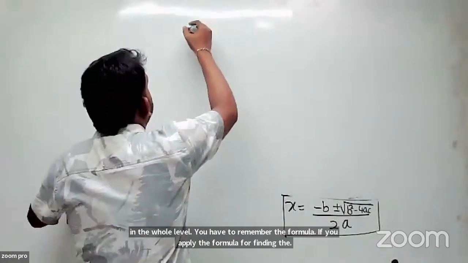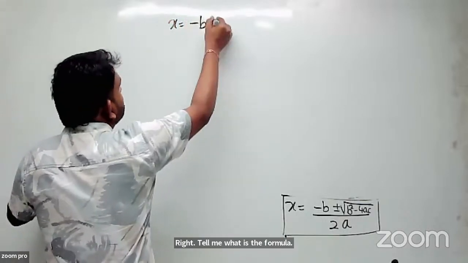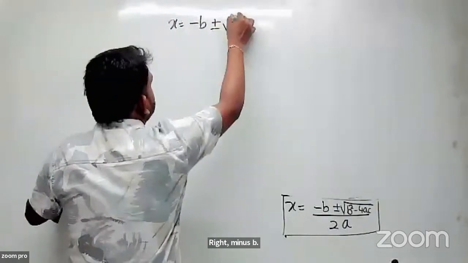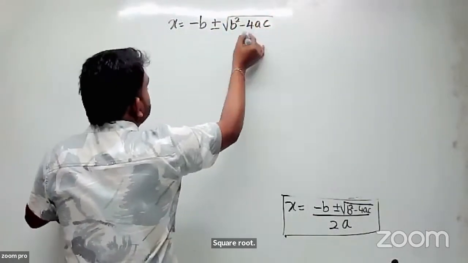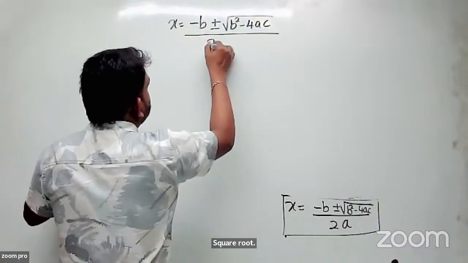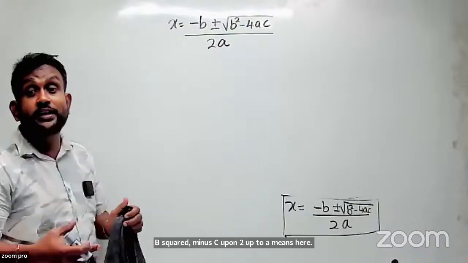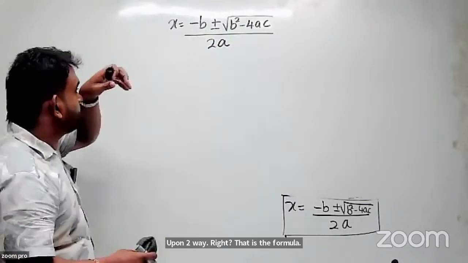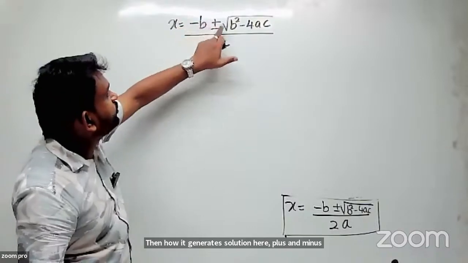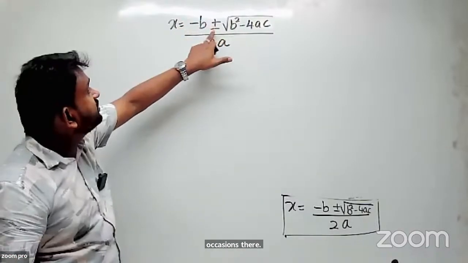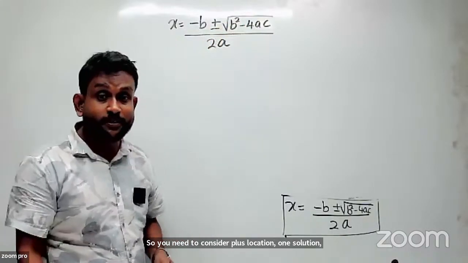Tell me what the formula is. x equals minus b plus or minus square root of b squared minus 4ac, upon 2a. Upon 2a means the whole thing is divided by 2a. That is the formula. Then how does it generate two solutions? Here there are plus and minus occasions. So you consider the plus occasion as one solution and the minus occasion as another solution, two solutions.